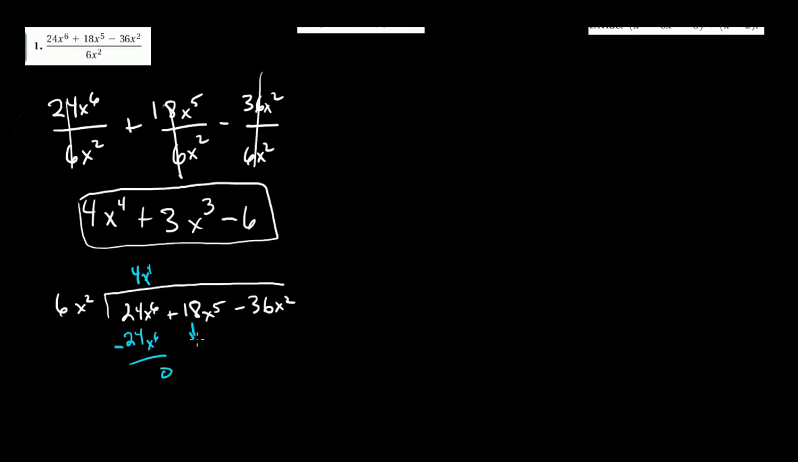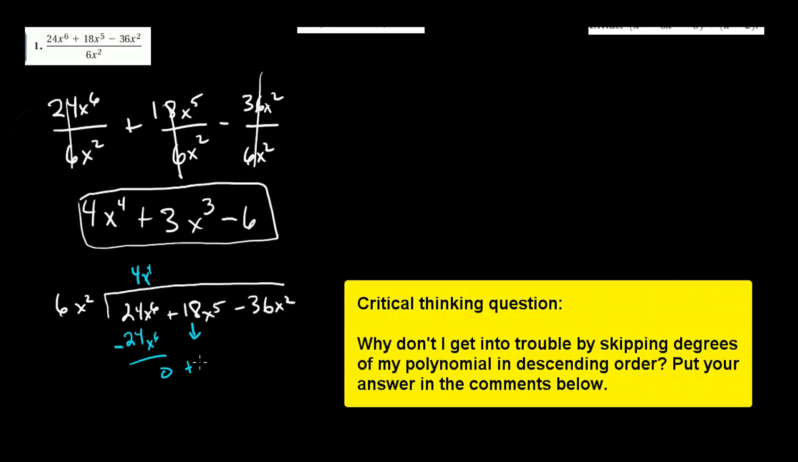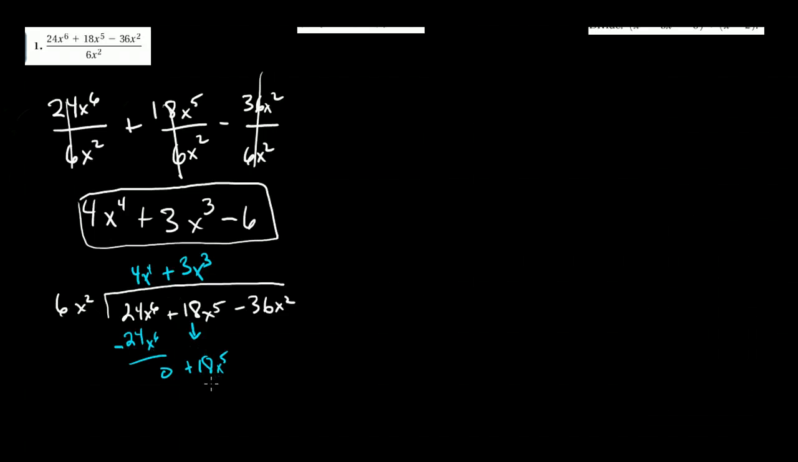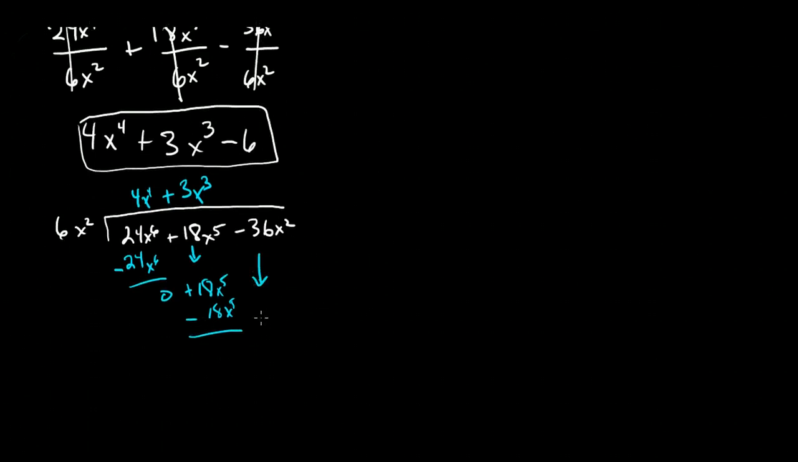That's 0. I bring down the next term, which is a positive 18x to the 5th. And again, how do I divide 18 by 6? That's a positive 3. x to the 5th divided by x squared is x cubed, and then I multiply. I get 18x to the 5th. Subtract that. Bring down the next term, minus 36x squared, and then start the process all over again.